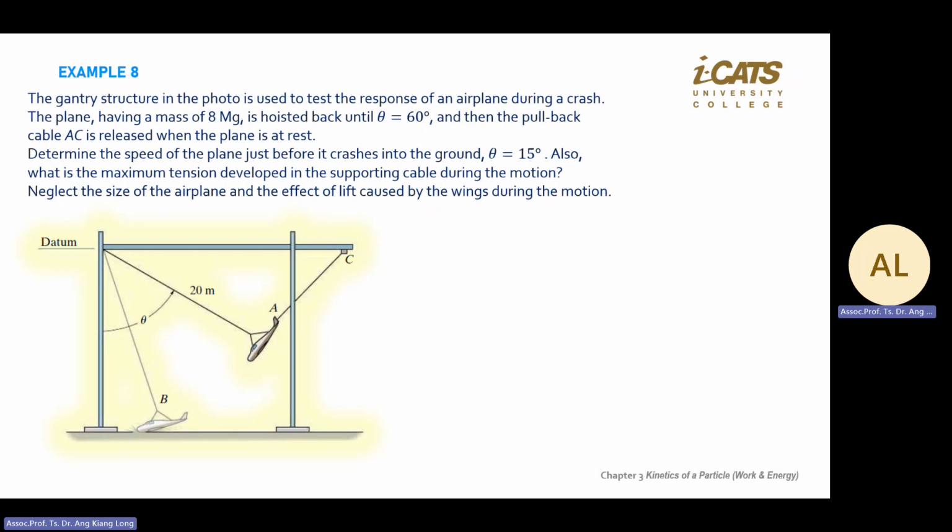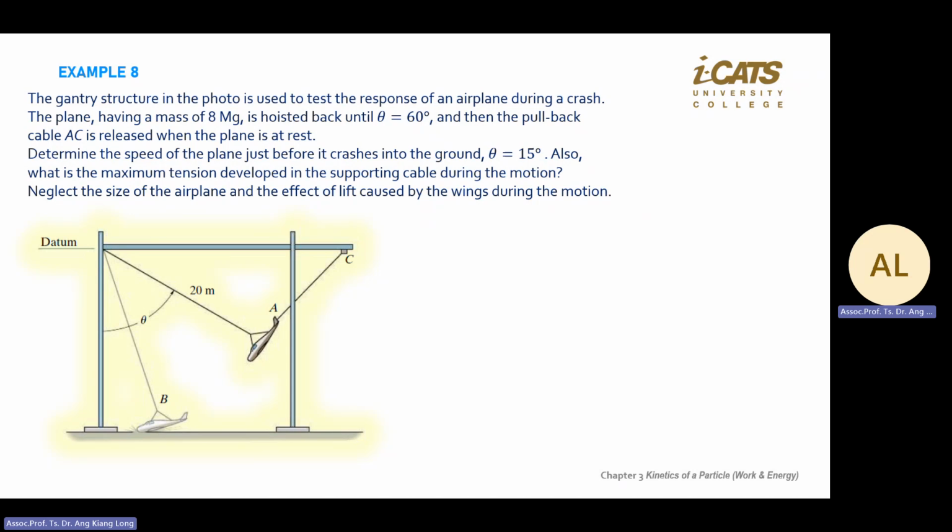Okay, so this is an example of testing an aircraft. A gantry structure means you hang an object in the air, used to test the response of the aircraft during a crash. The plane has a mass of 8 megagram. So just be careful, you will start seeing mega, ton, different units from chapter 3 onwards.